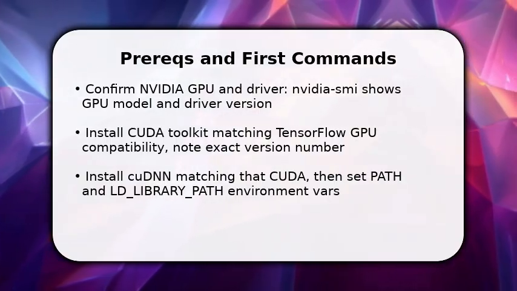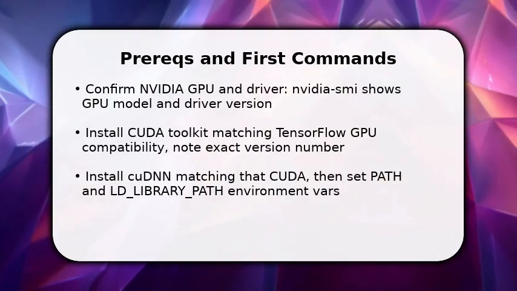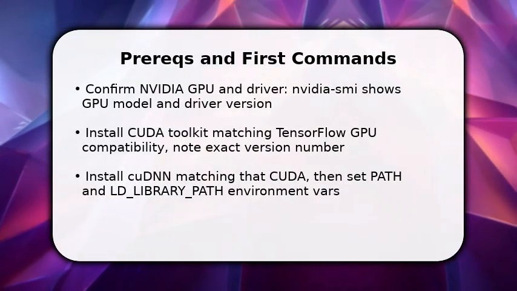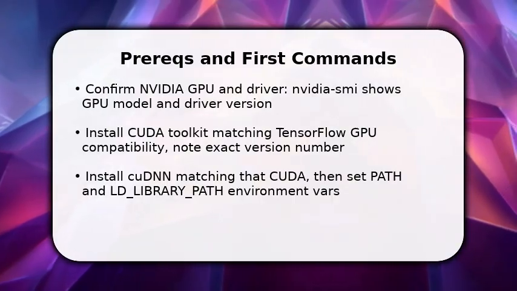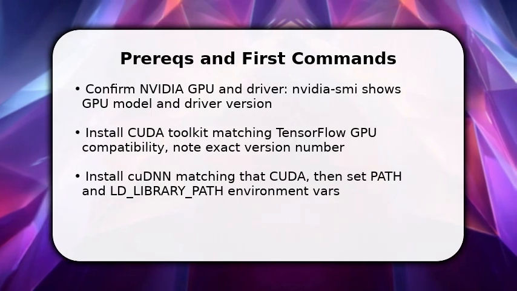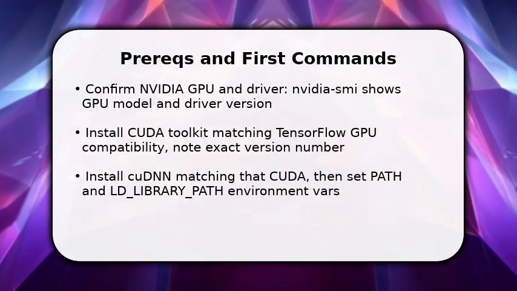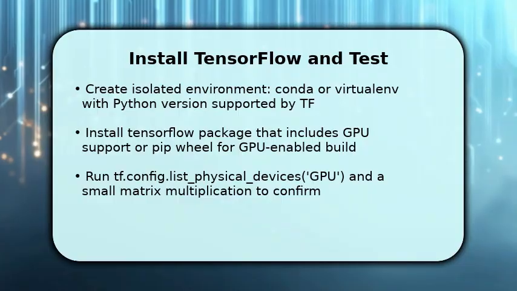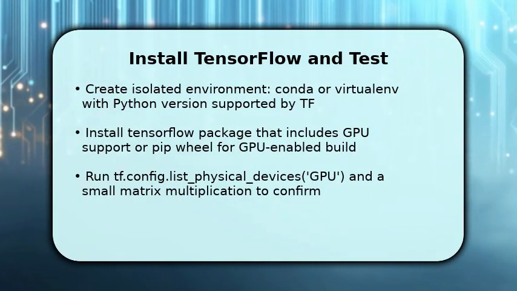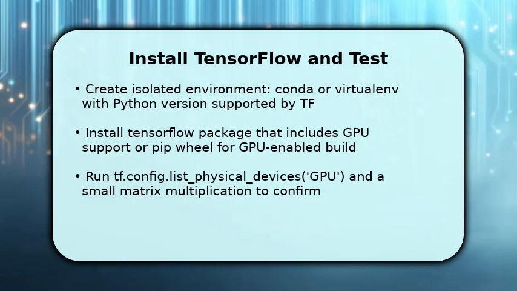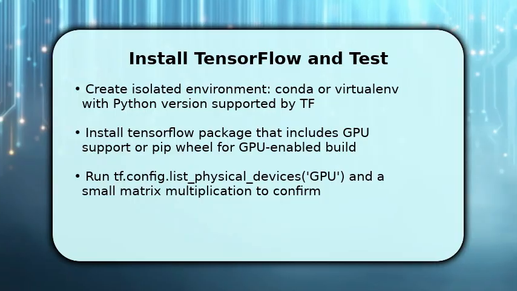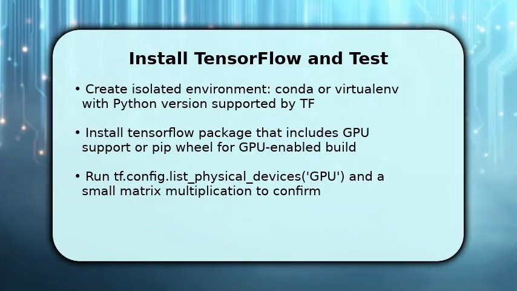finds CUDA libraries. Make sure package manager installs use system packages or Conda to avoid conflicting files. This gets the foundational pieces in place before Python and TensorFlow installation. You now create an isolated Python environment with the exact Python version TensorFlow expects, using Conda or virtualenv to prevent conflicts. Next, install the GPU-enabled TensorFlow package from pip or Conda, ensuring the wheel was built for GPU support.